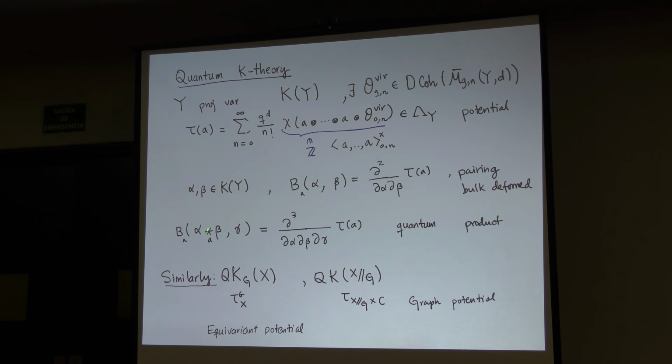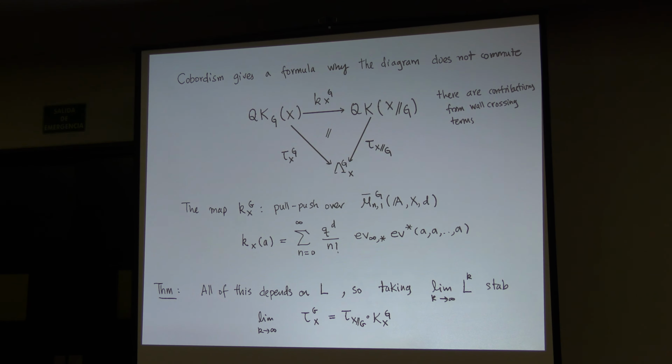And then once you have this pairing, you can take the quantum product that is given by the triple derivatives. So it's essentially the same definition, but there are some differences. As I was mentioning, there is no divisor axiom, and therefore the computations get a lot messier than you would expect. You can do the same thing if a group is acting on your variety, for instance, then you get some equivariant K-theoretic potential, and you can also look at the graphs, and then you get the graph potential for the GIT quotient. And so the relation that we want to obtain is essentially that. So that cobordism, the geometric cobordism that I described at the beginning, will give you a diagram of this form.